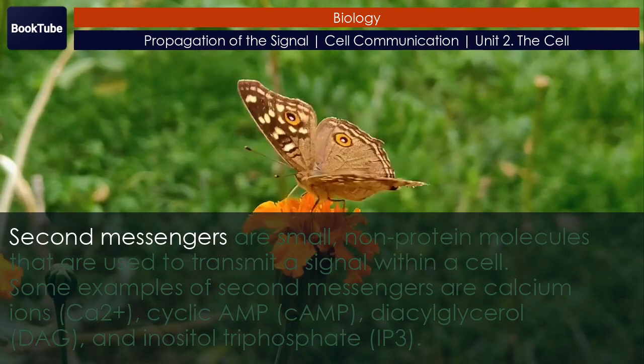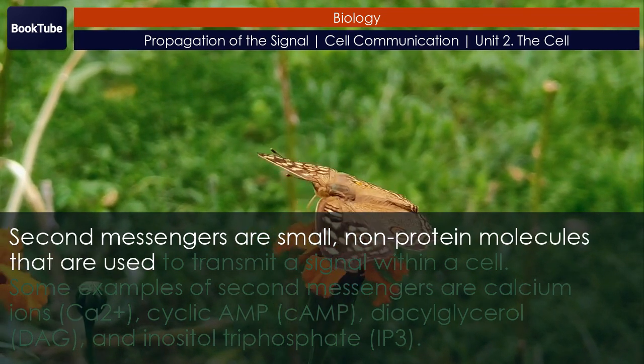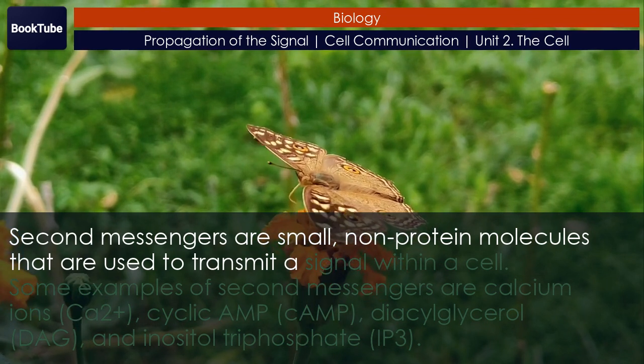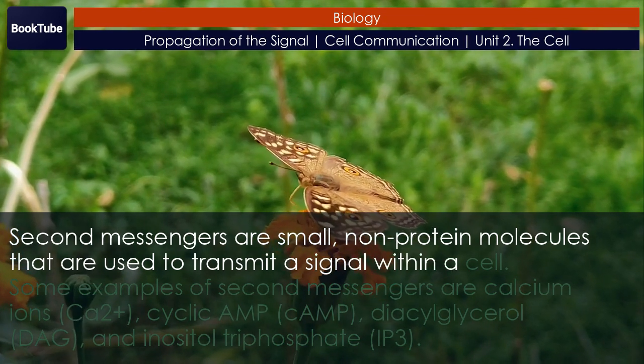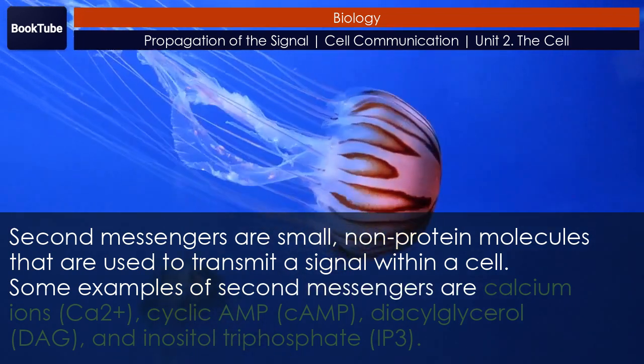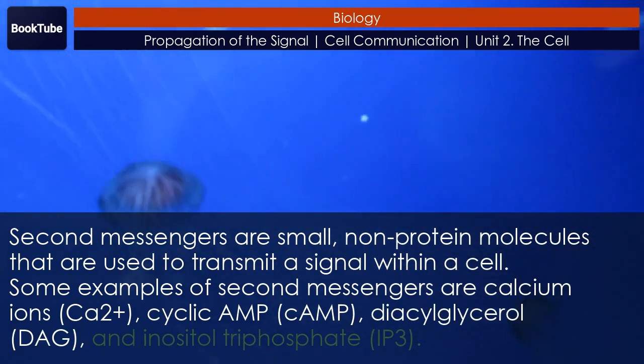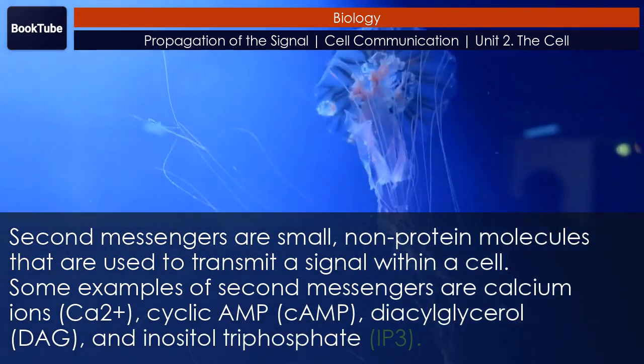Second messengers are small, non-protein molecules that are used to transmit a signal within a cell. Some examples of second messengers are calcium ions, Ca2+, cyclic AMP, cAMP, diacylglycerol, DAG, and inositol triphosphate, IP3.